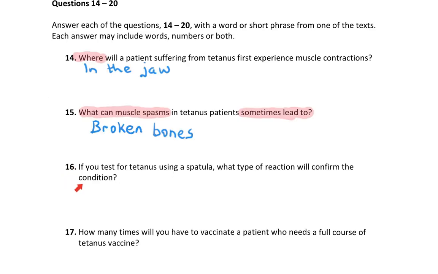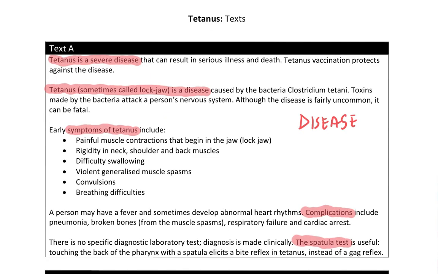Question 16. If you test for tetanus using a spatula, what type of reaction will confirm the condition? So we are looking for a type of reaction, okay? So spatula should be a guide for us. We go to the text that contains the condition tetanus. We are in text A because of tetanus in the question.